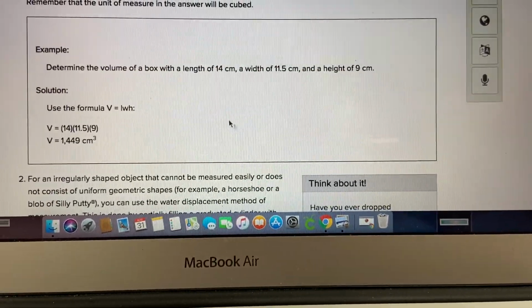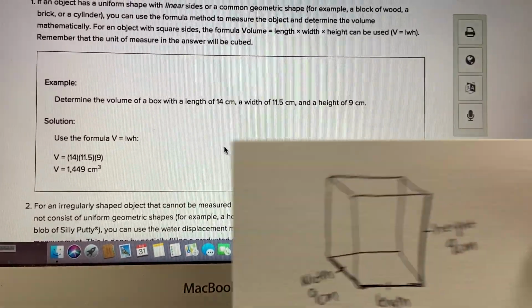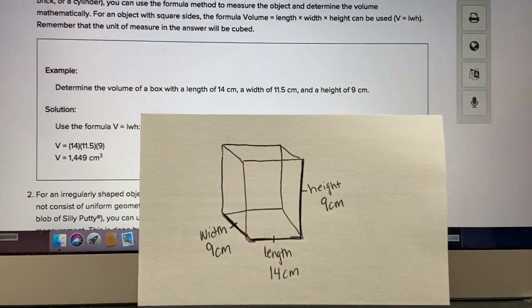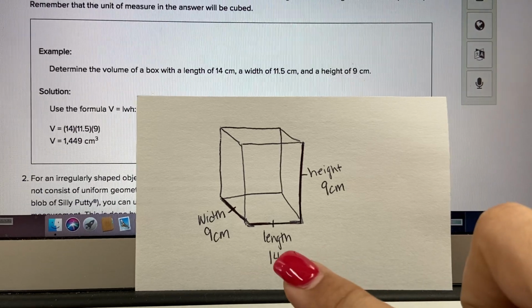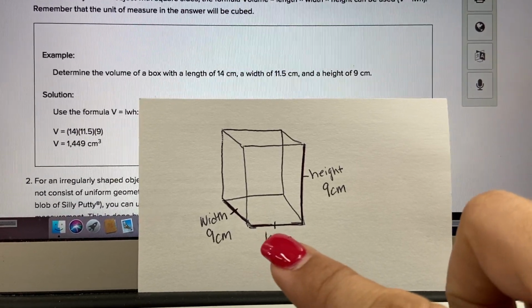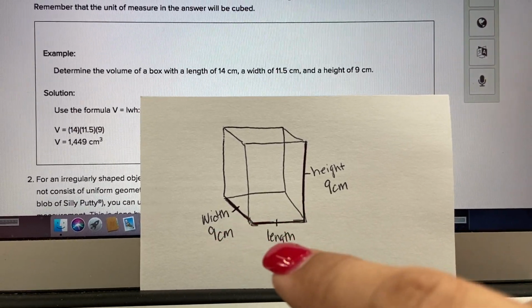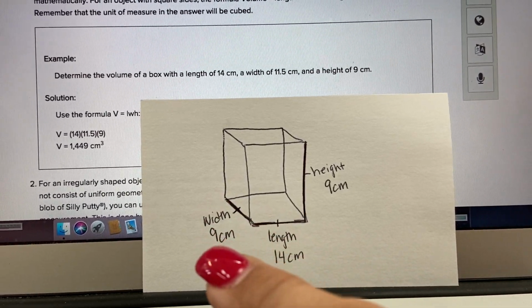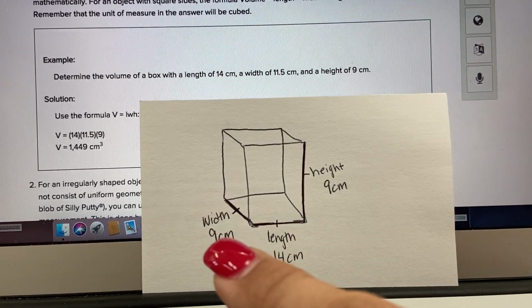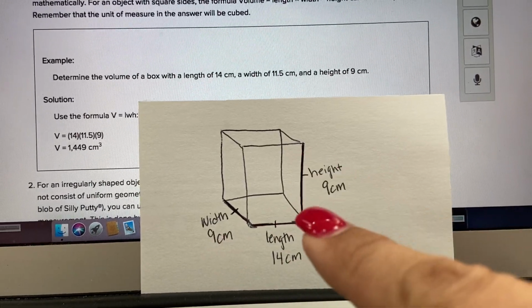Okay, so example. Determine the volume of a box with a length of 14 centimeters. There's your length. A width of 11.5 centimeters. That's the width right there. I put the wrong measurement, I'm sorry, that was supposed to say 11.5. And a height of 9 centimeters.